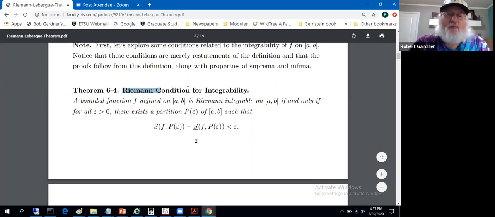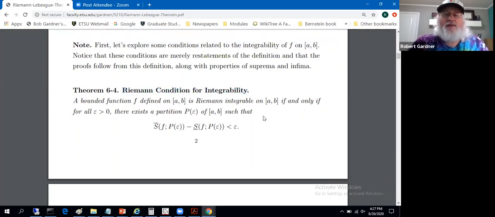The book I took this from calls it the Riemann condition for integrability. Yeah, it's most unimpressive. Let's talk about why. A bounded function f defined on the interval from a to b is Riemann integrable on a to b if and only if, sounds good so far, for all epsilon greater than 0, there exists a partition P based on epsilon of the interval ab such that the upper Riemann sum of f with respect to that partition minus the lower Riemann sum of f with respect to that partition is less than epsilon.